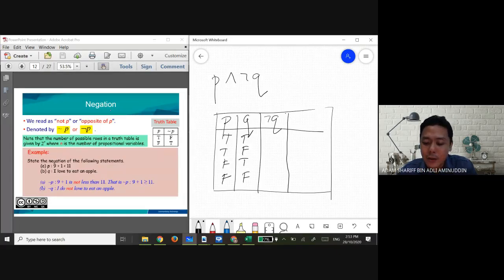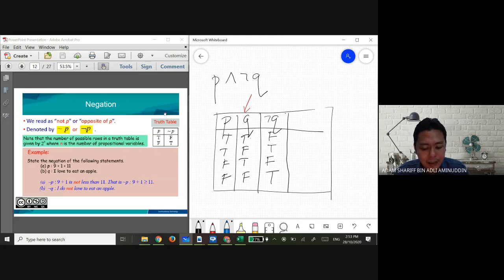So, when you look at not Q, you don't look at P. You only focus on Q. If this is T, this will be F. If this is F, it will be T, and you continue. Dalam nota negation ni tak ada Q, tapi this is the basic property. When we try to translate here, T opposite dia F. F lawan dia T. T not dia F. F not dia T.